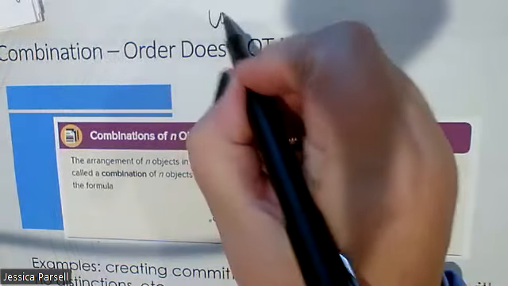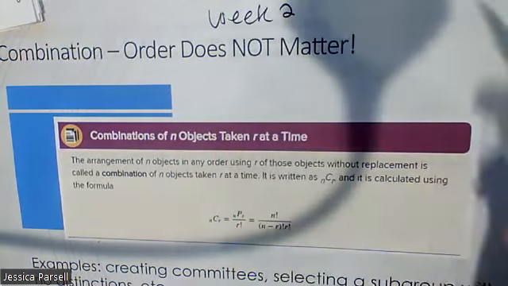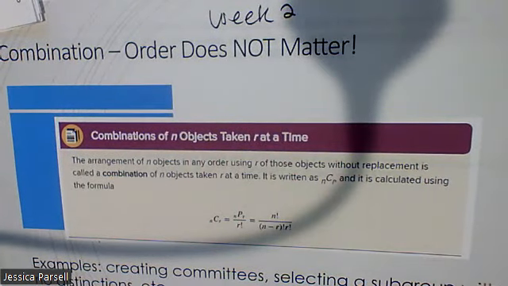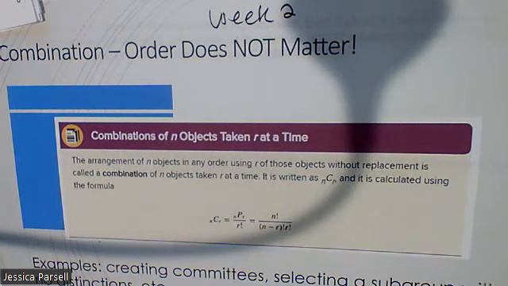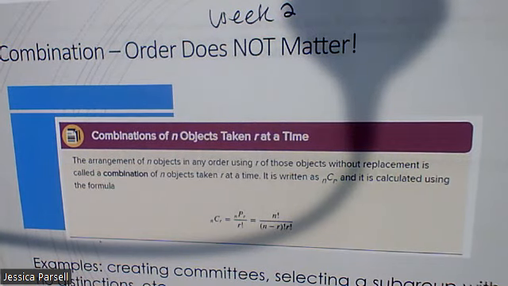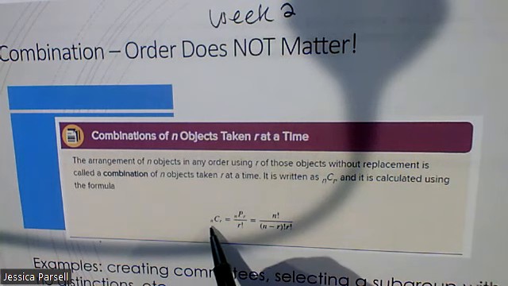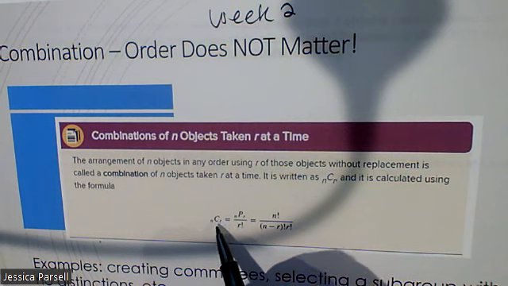All right, so again, this is week two. We're going to look at combinations. With permutations, if you remember, order mattered. But with combinations, excuse me, the order does not matter. So again, we're still going to see those little N's and little R's. They still mean the same thing, but you're going to notice there's a C now.